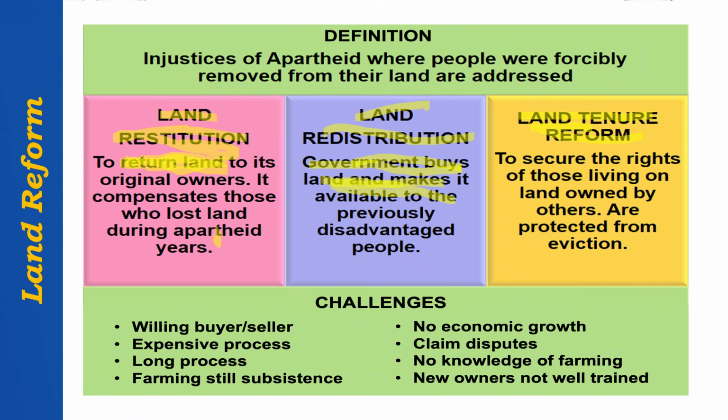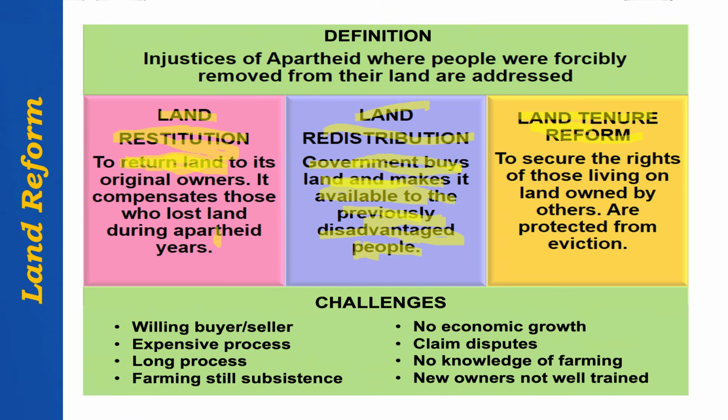With restitution, people make claims for land they lost, and it is returned to its original owners, or they can be compensated. With redistribution, the government buys the land and makes it available to the previously disadvantaged people, normally for farming purposes, so they can use it for farming and improve economic growth, to alleviate poverty.